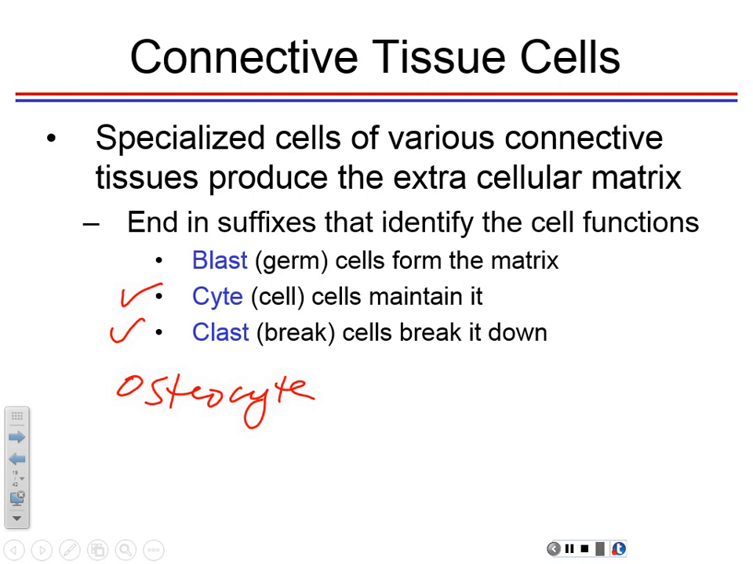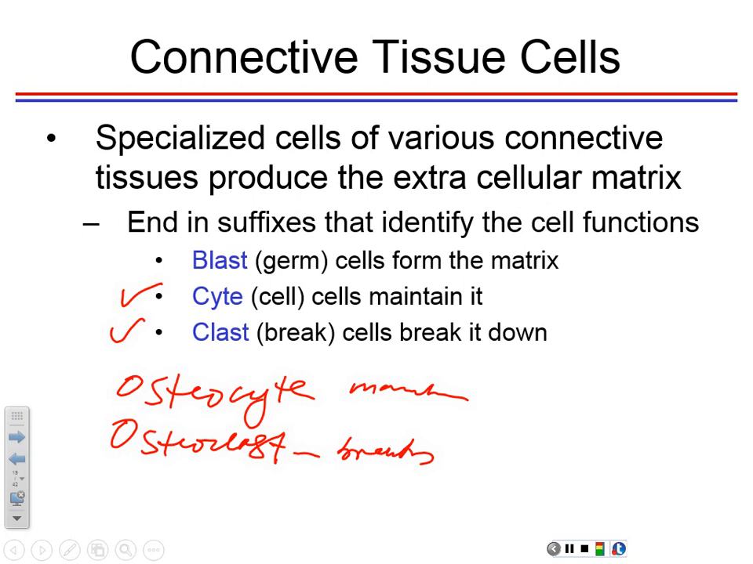And then -clast. To clast is to cleave, to break down. So an osteoclast will break down the matrix of bone to release calcium. So breaks down matrix: osteoclast. Maintain, breaks the matrix. Again, we are focusing here on the matrix because there's more matrix in connective tissue than anything else, right?